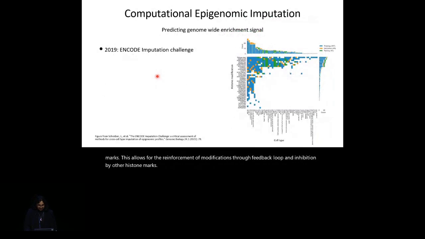In 2019, the ENCODE Imputation Challenge was organized to encourage the use of computational methods to impute genome-wide enrichment for missing cell type assay combinations. Here on the right is a figure of the data matrix for the challenge, with histone modifications on the y-axis and different cell types on the x-axis. Data is only available for squares that are colored. The computational task is to use existing data to impute missing values.